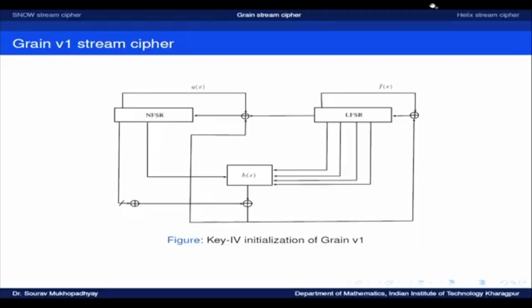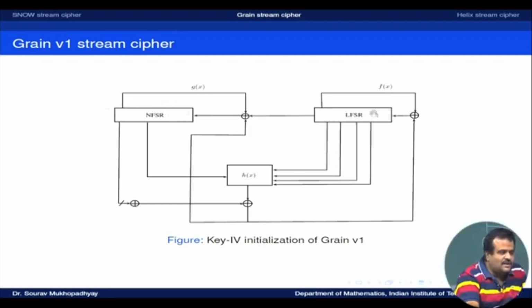So we just initialize this key into the NLFSR, and we take the 64-bit IV into the first 64 bits, and in the remaining 16 bits we put 1. We clock this system 160 times, and then we reach the initial states of the LFSR and NLFSR. Then we start clocking to generate the key stream. So this is the key generation step.